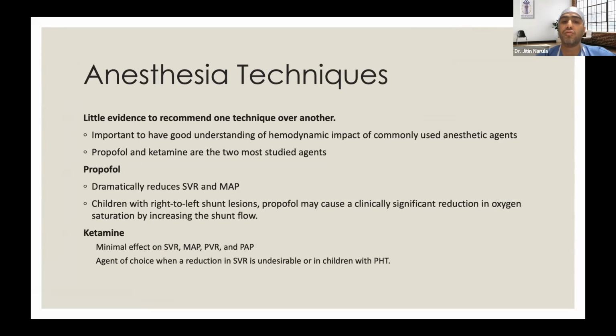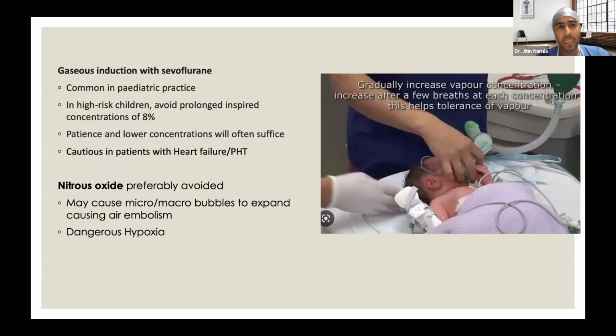Propofol and ketamine are the two most commonly studied agents, and be mindful that propofol dramatically reduces SVR and mean arterial pressure. And in children with right to left shunts, it may cause a significant reduction in oxygen saturation by causing further worsening of the right to left shunt. Ketamine is usually preferred because of its minimal effect on SVR, mean arterial pressure, PVR, and pulmonary artery pressures, and it's the agent of choice when a reduction in SVR is undesirable or in children with pulmonary artery hypertension.